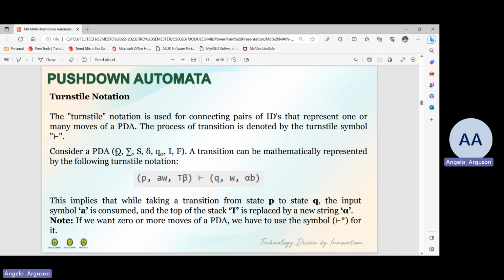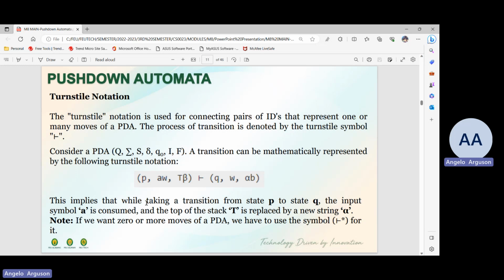Consider a PDA of this tuple. A transition can be mathematically represented by the following turnstile notation. Here, as you can see on our screen, we have P, AW, and beta, and a turnstile symbol in between them, and another triplet. We have Q, W, and AB. So what does this mean?